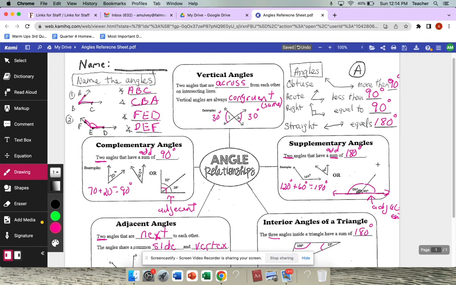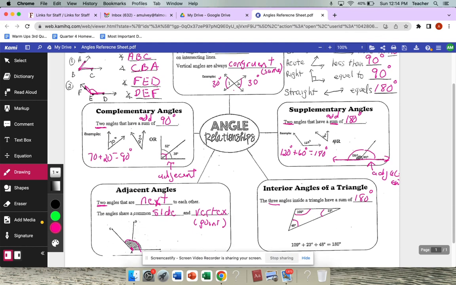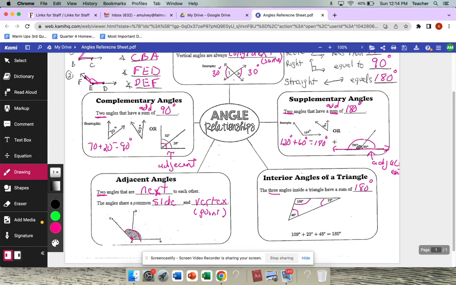Okay, so let's look back up here. Vertical angles are two angles that are across from each other. They're the same measure. They're congruent. Look, see how it looks like a bow tie? And that means this angle up here and this angle down here are congruent also. Those are vertical angles. Complementary are any two angles, exactly two angles. It can't be three angles. Two angles that add up to 90 degrees are called complementary. And two angles that add up to 180 degrees are called supplementary. And then adjacent just means next to each other.